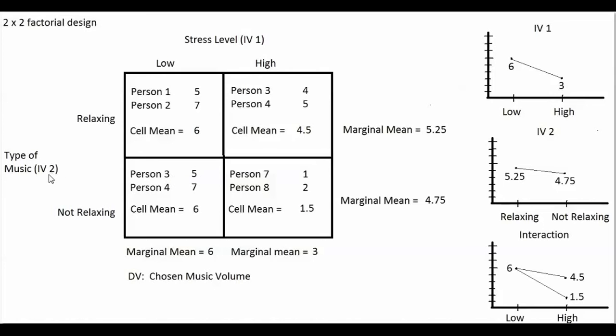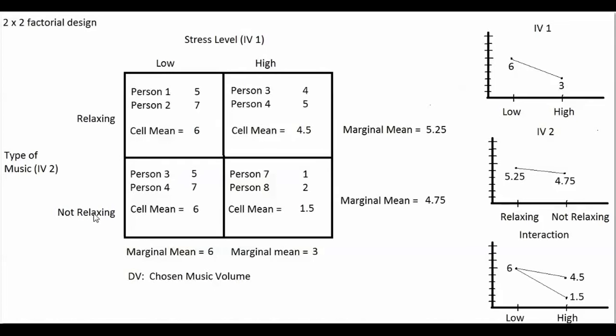The second independent variable is type of music, and the two levels are relaxing and not relaxing. In the relaxing music condition, the participants are told that they'll be listening to relaxing music. In the not relaxing condition, the participants are told that they'll be listening to music that's not relaxing.